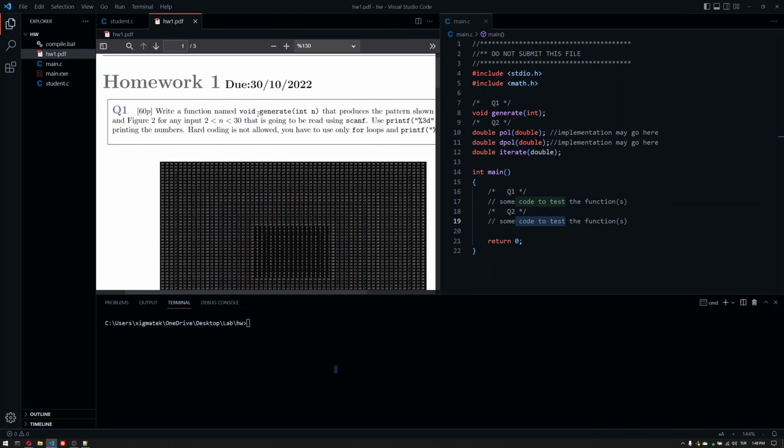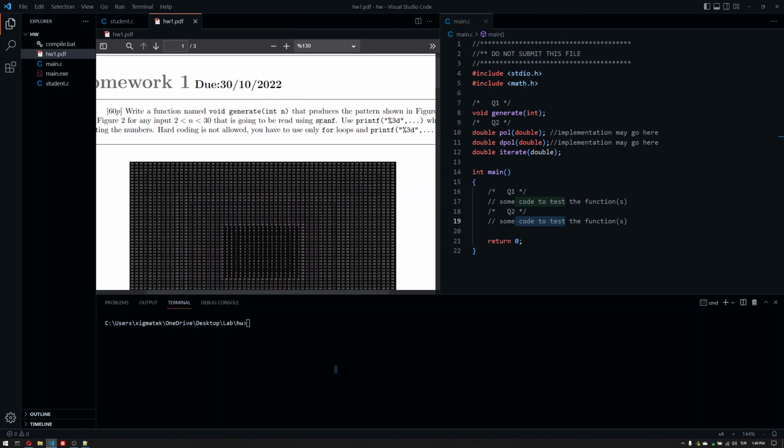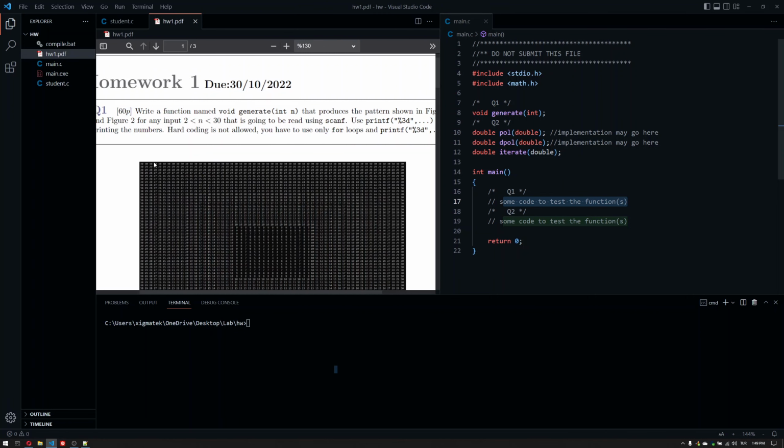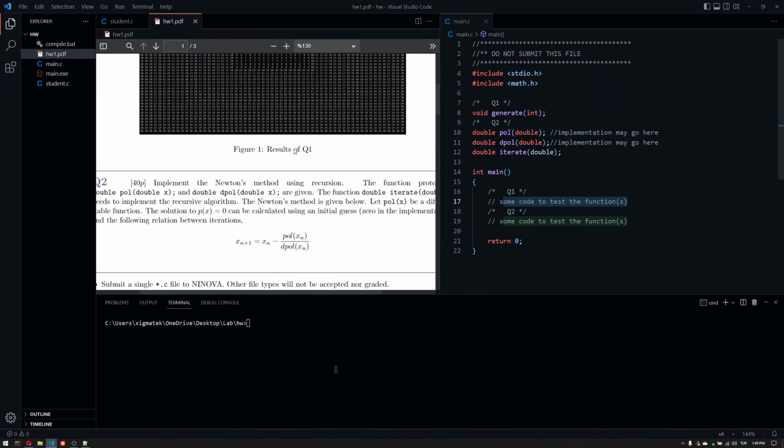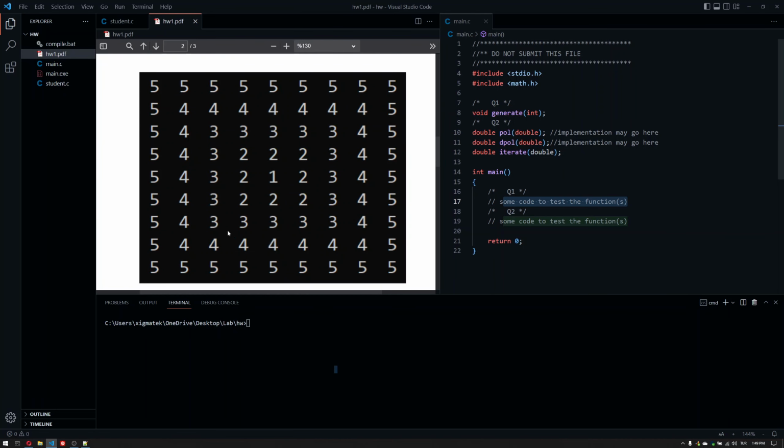We had to write a function void generate that takes an integer. We can do that using scanf, and the scanf code should be here. It produces this pattern here. We should use printf with %3d. Hard coding is not allowed. You have to use for loops, etc. It is more about the pattern generating algorithm itself. The question is pretty straightforward, and you can see here that we have the pattern.